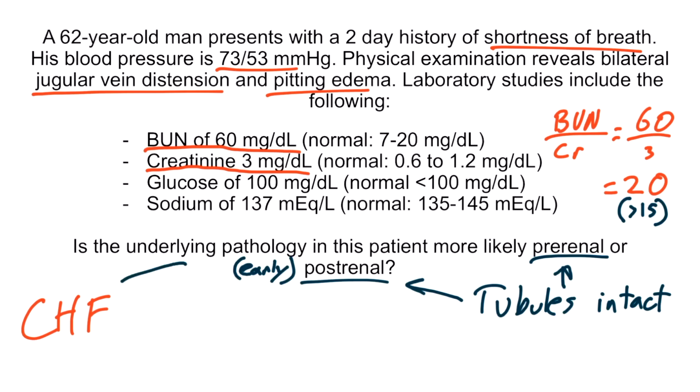The patient has CHF. And recall that the pathophysiology of pre-renal azotemia is decreased blood flow to the kidneys, leading to decreased GFR, oliguria, and azotemia. And congestive heart failure can cause that decreased renal blood flow. So the correct answer is that this is more likely a pre-renal condition.